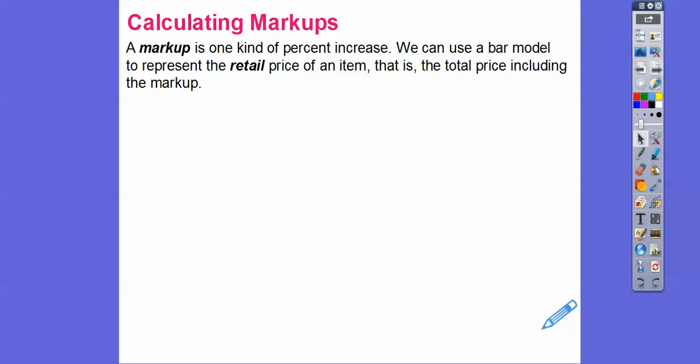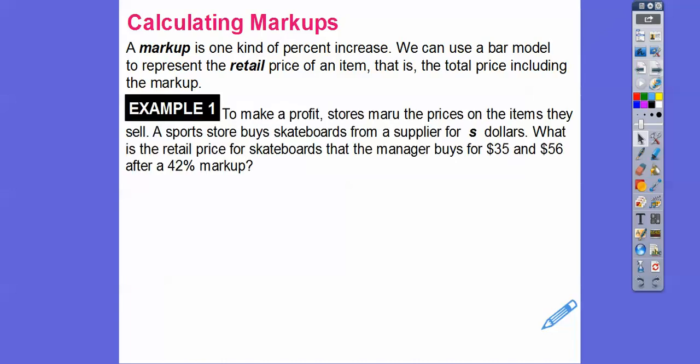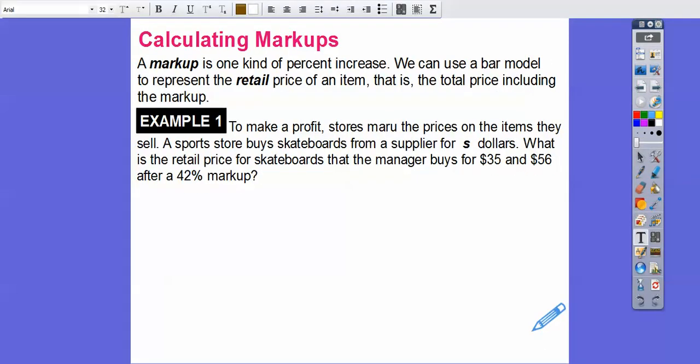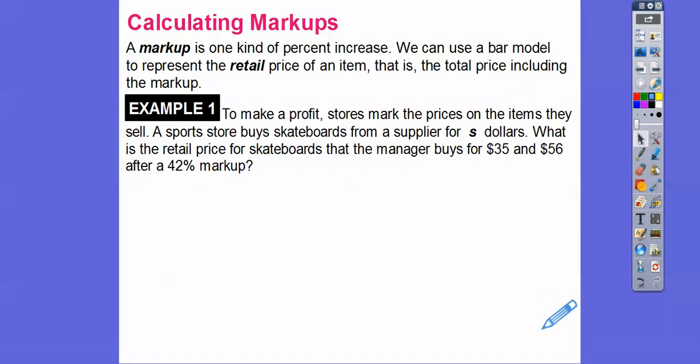So we can use a bar model to represent the retail price of an item, that is the total price that includes the markup. So the retail is what the store sells it for, not what they purchase it for. So here's an example. To make a profit, a store marks up the prices on the items that they sell. A sports store buys skateboards from a supplier for S dollars. What is the retail price for skateboards that the manager buys for $35 and $56 after they mark them up 42%? Okay, so let's go ahead and answer this question.